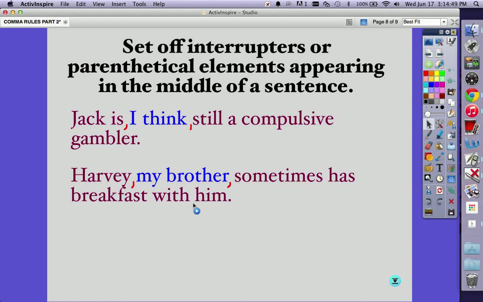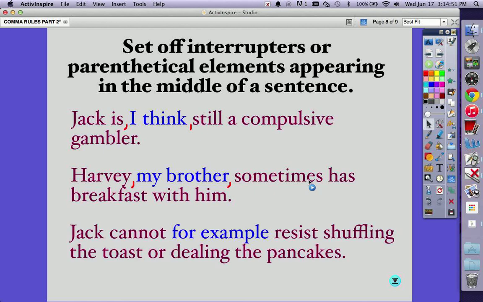And then a final example. Jack cannot, for example, resist shuffling the toast or dealing the pancakes. For example doesn't need to be in that sentence for it to make sense, so separate it with commas on either side.